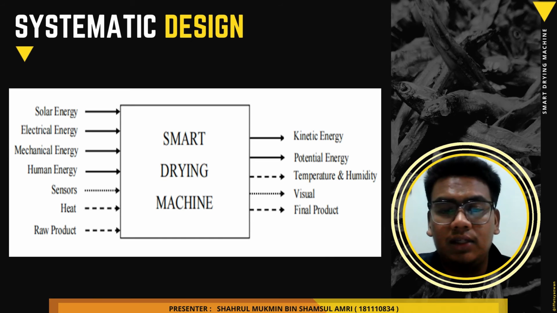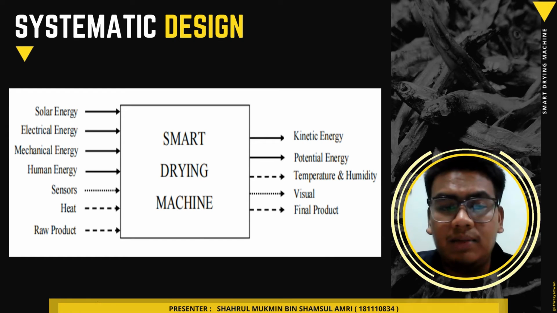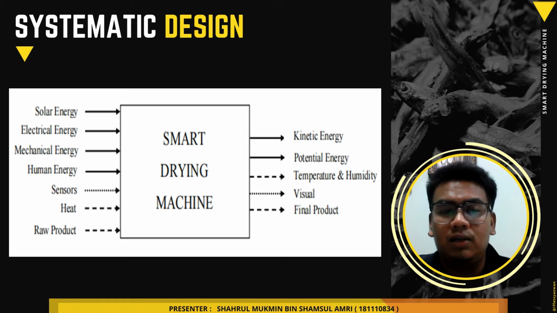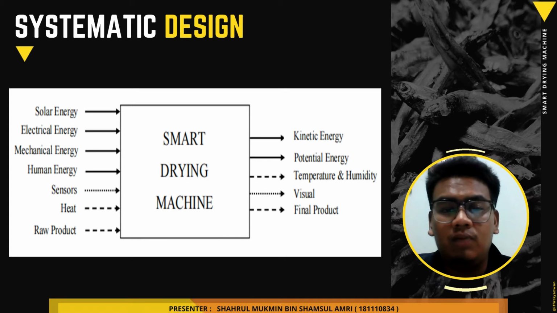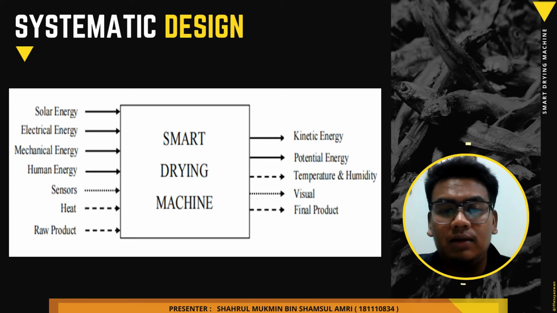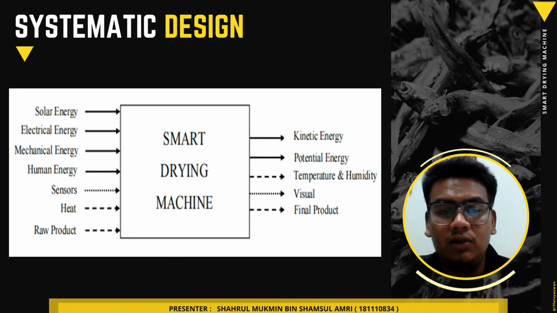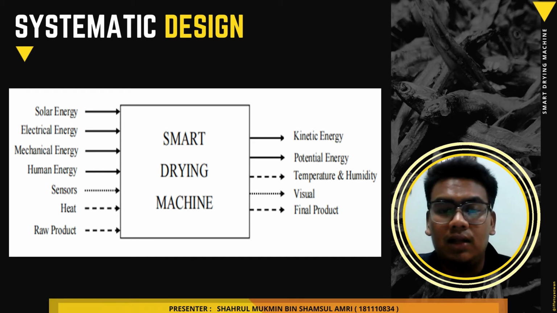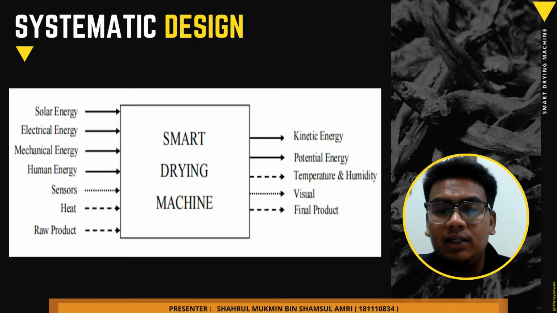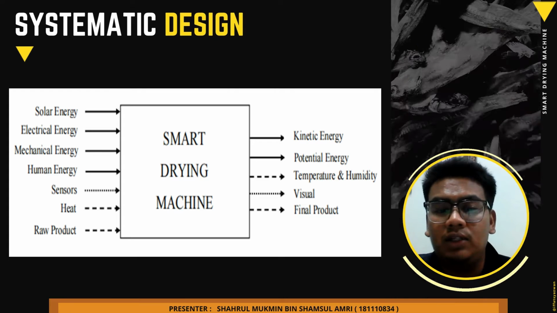Systematic design of the smart drying machine. Systematic design is about the black box of the smart drying machine. Systematic design also tells us about the input and output of the machine. So the input of the smart drying machine is solar energy, electrical energy, mechanical energy, human energy, sensors, heat, and raw product, which is raw fish. Then the output of the smart drying machine is kinetic energy, potential energy, temperature and humidity, visual for monitoring, and final product, which is dry fish.